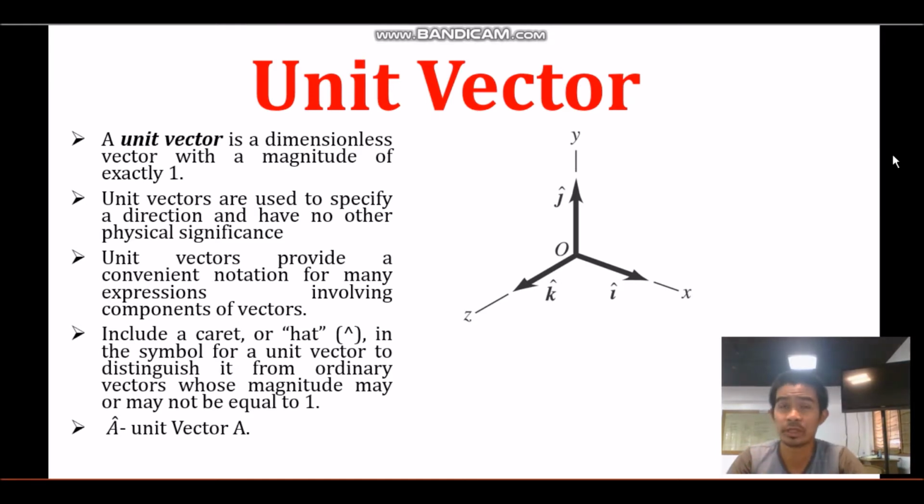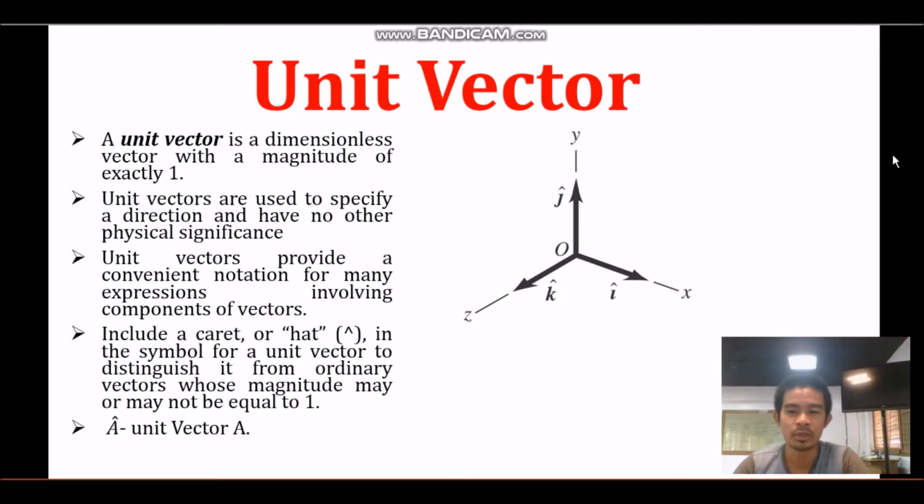So what's the use of a unit vector? This is to point to or describe a direction in space, and it has no physical significance. It's just to point the direction in space. Unit vectors provide a convenient notation for many expressions involving components of vectors. So there is a unit vector along each component of a vector: a unit vector along the x-axis, along the y-axis, and also along the z-axis.